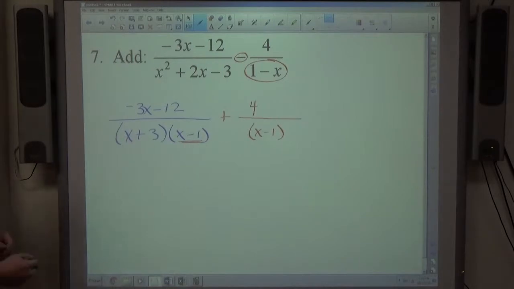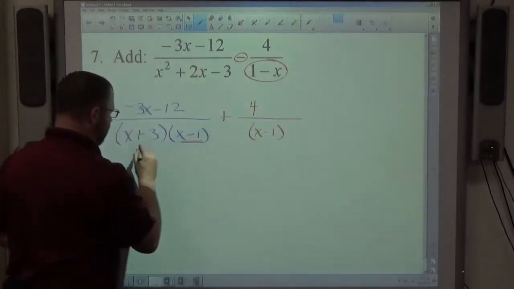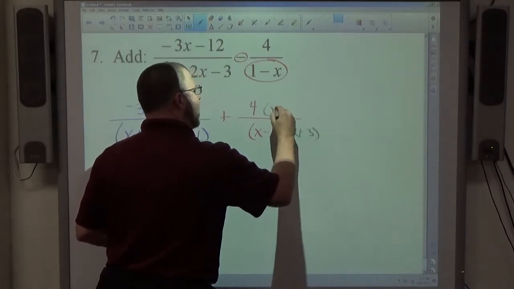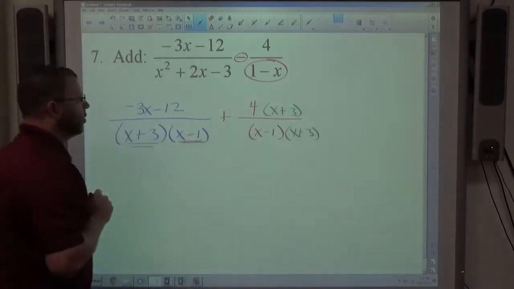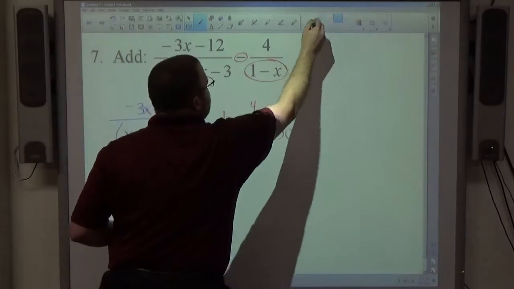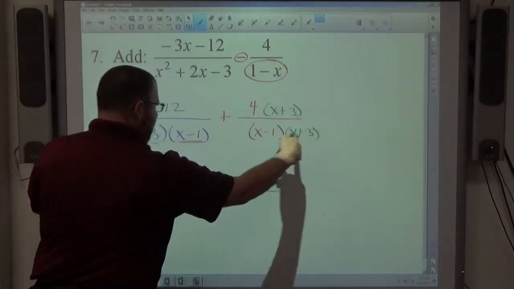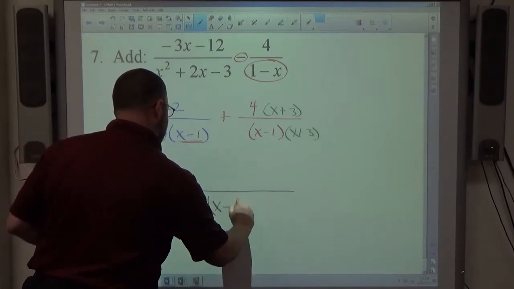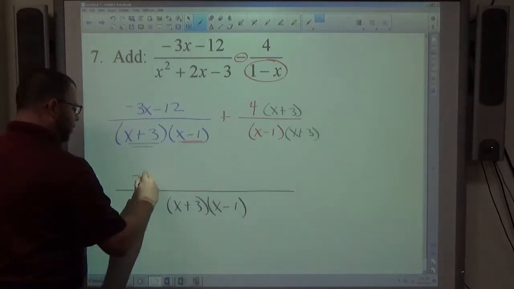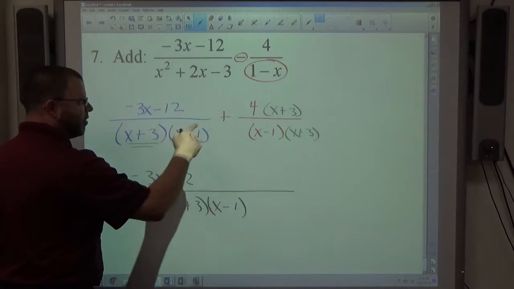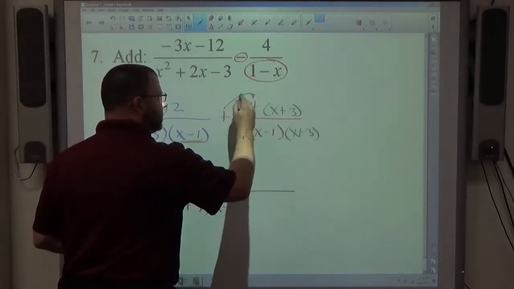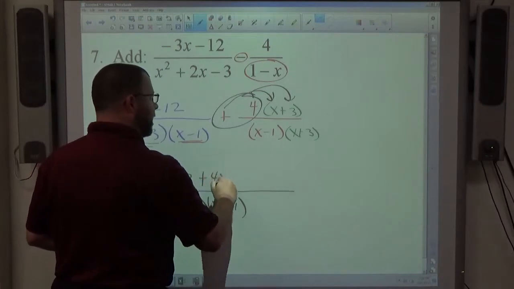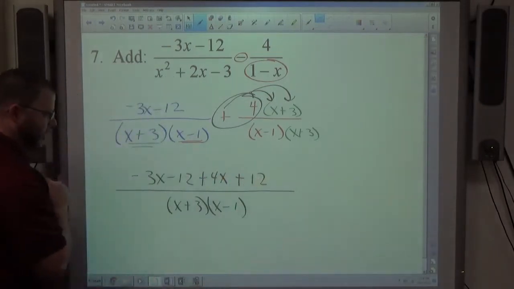Once I get to this point, I notice that this has an x plus 3 on it, which this doesn't, so I need to put an x plus 3 on this, and x plus 3 on the top to account for that change. And my end result is a common denominator for both fractions of x plus 3 times x minus 1. And then, of course, I got a negative 3x minus 12 for the first fraction. I've got a plus 4x and a plus 12 for the second fraction.